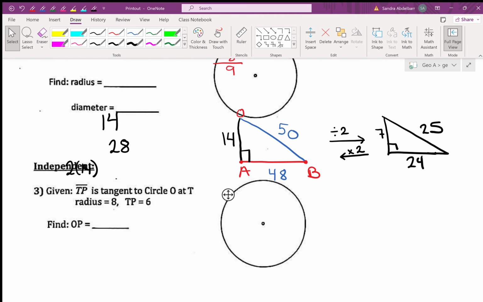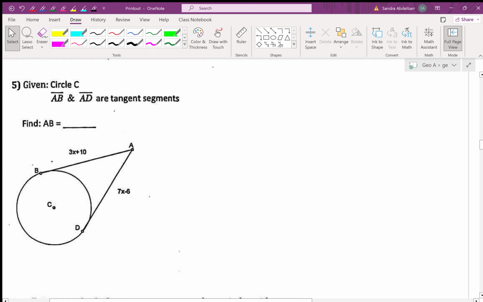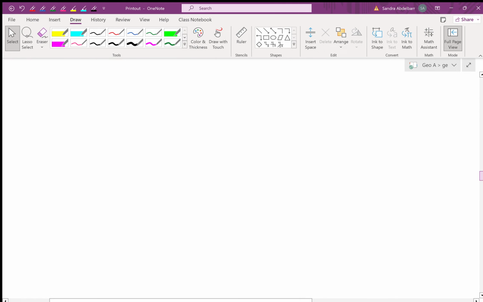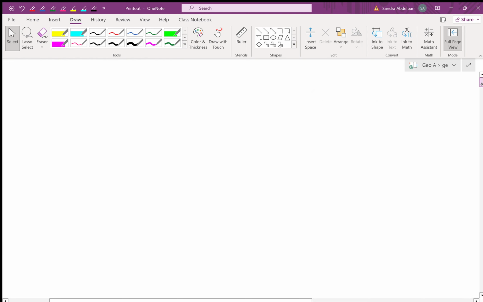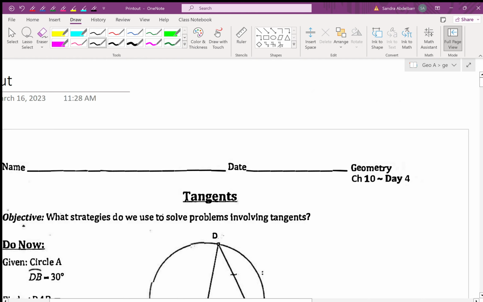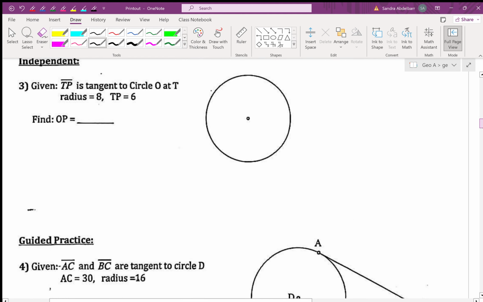Oops, what have I done? All right, you guys do the independent by yourself. There we go. We're doing the independent by yourself.